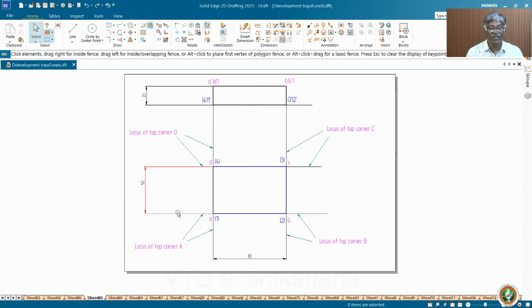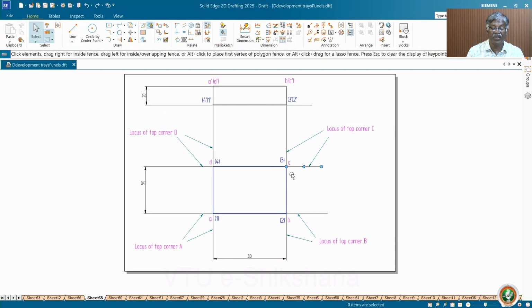Now let me name this as 1, 2, 3, 4 as the top view of the base of the tray, and ABCD as the top corners of the base. This is as per the projection concept. Now I have shown from all the corners ABCD. I am referring to ABCD only, not 1, 2, 3, 4. ABCD in top view, same as 1, 2, 3, 4.